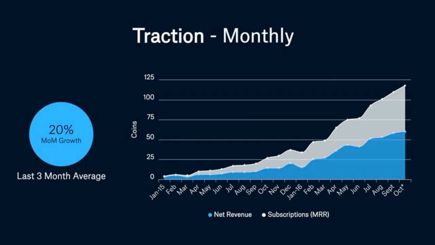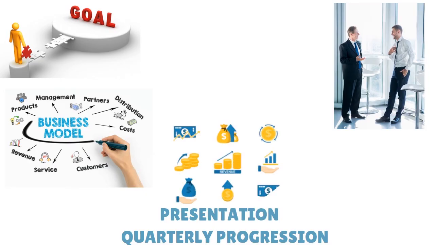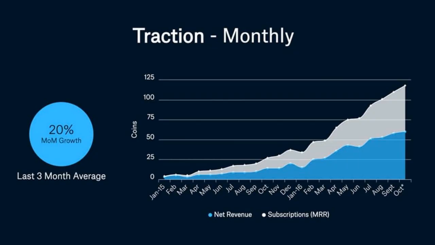Here, what I like about this traction slide is that it shows you net revenue versus subscriptions. Subscriptions are not net revenue. Subscriptions are your revenue, and net revenue is actually revenue after you take away all the ancillary expenses. You can see that this traction slide shows you very clearly 20% month over month growth, which is really healthy, and that's something that investors like to see anyway.